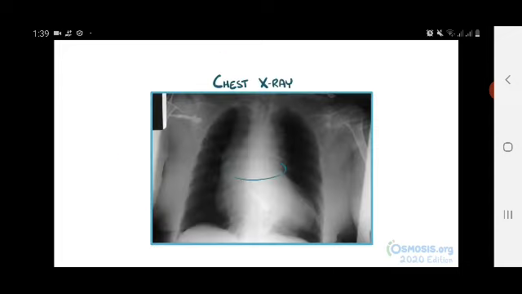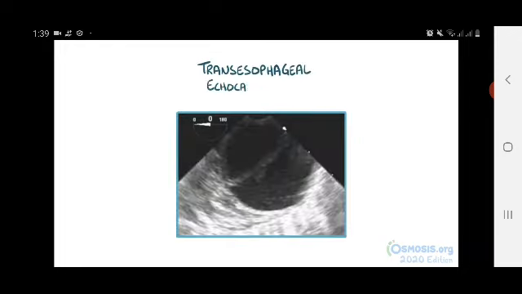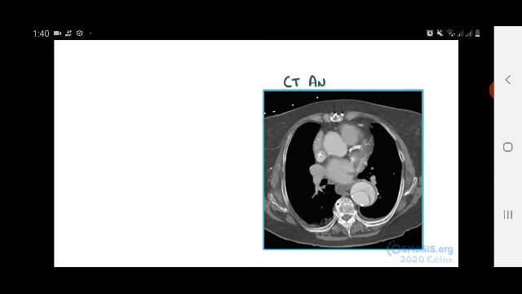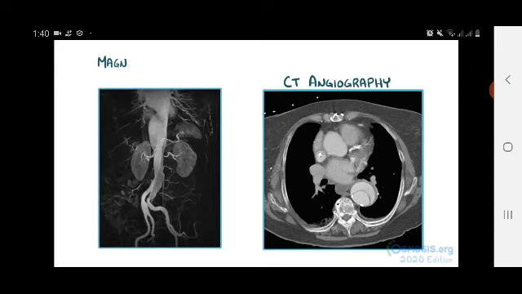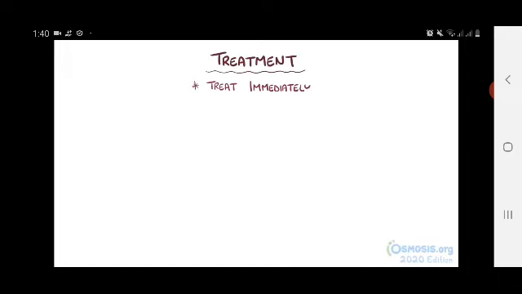On a chest x-ray, there's typically a widened aorta. More sensitive imaging techniques that are commonly used include a transesophageal echocardiogram, which is where an ultrasound probe is passed through the esophagus to obtain a clear picture of the aorta. There's also CT angiography and magnetic resonance angiography, both of which look closely at the blood vessels. An aortic dissection needs to be treated immediately.